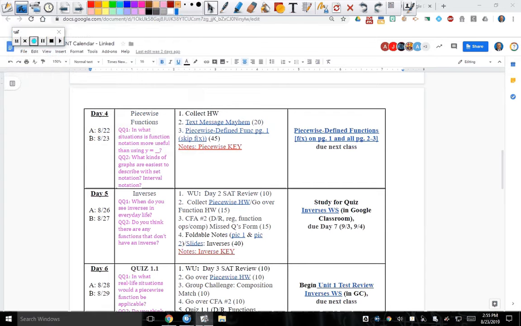So what we're doing today, this is day 4. We're going to look at this text message kind of activity. We're going to look at piecewise defined functions. And the two questions that you're going to be thinking about today are: in what situations is function notation more useful than using y equals? And the other one is: what kinds of graphs are easiest to describe with set notation and interval notation? Okay? Think about that as we go through today.